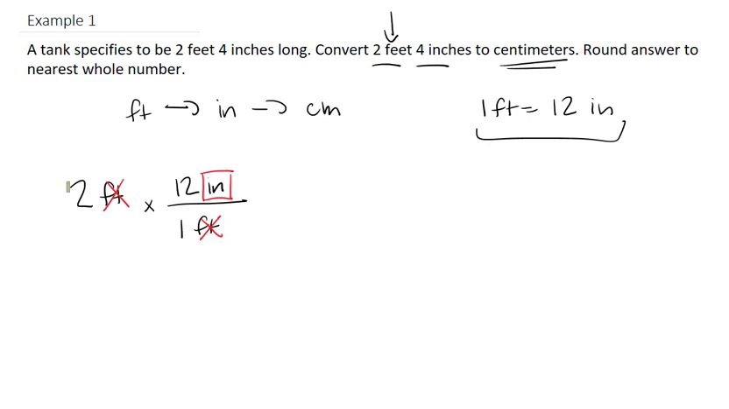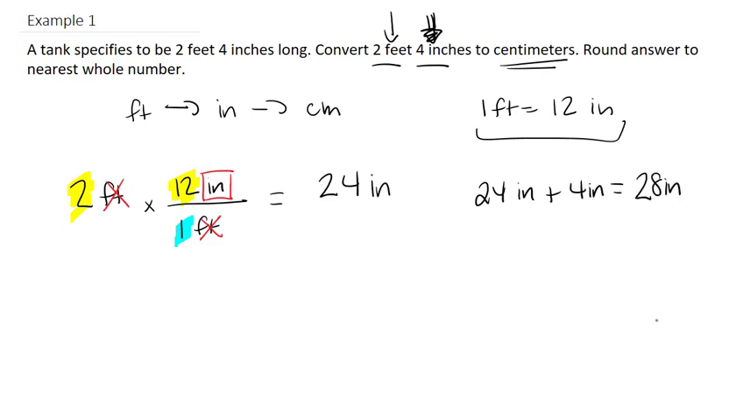So all we have to do is multiply 2 times 12 and divide by 1, which is just going to be the number on the top. So 2 times 12 is 24, which is over 1, but 24 divided by 1 is just 24, so we'll just leave it as is. So we have 24 inches. Now, our next step is to add this 4 inches to the 24. So we have 24 inches plus 4 inches, which is just 28 inches.